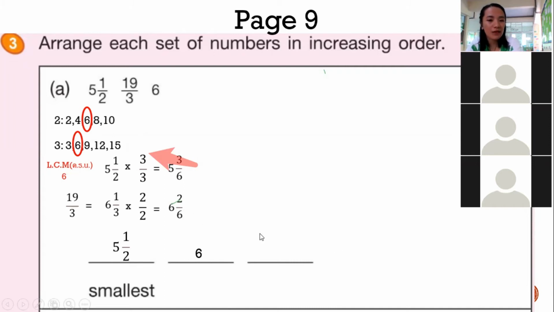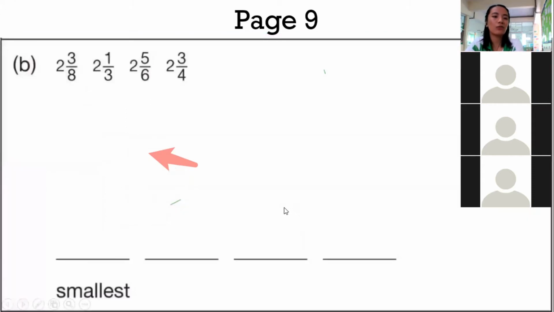Can you tell me the last fraction to write in the blank? No one? Okay, the answer is 19 over 3. Next, let's go to letter B.